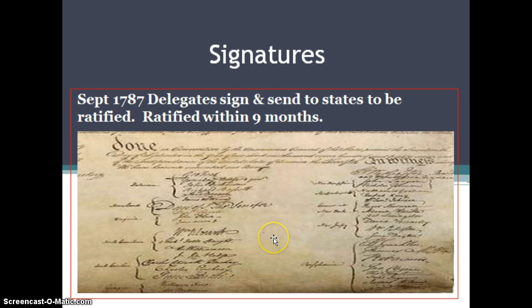Remember back to Article 7. This is just saying that those delegates, or those representatives from the states, believe that this is the best way to move forward as a country. It will not become official until this document is sent to each one of these states and 3/4 of these states ratify it, which will happen within 9 months, making the U.S. Constitution the supreme official law of the United States of America.